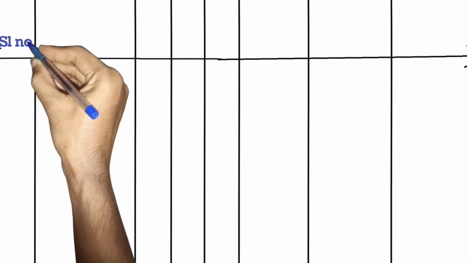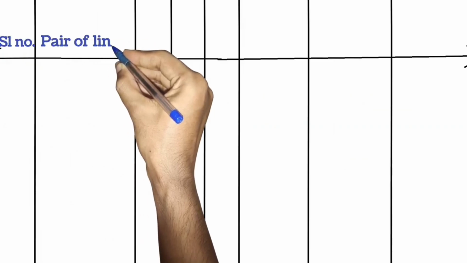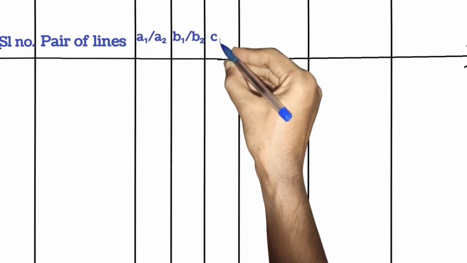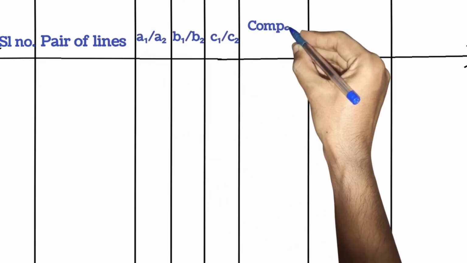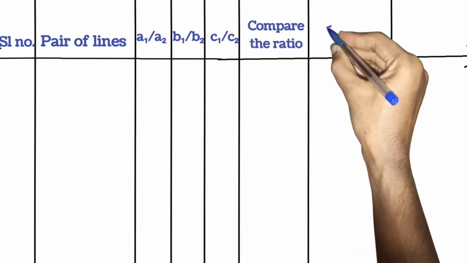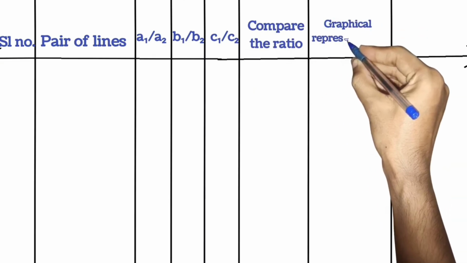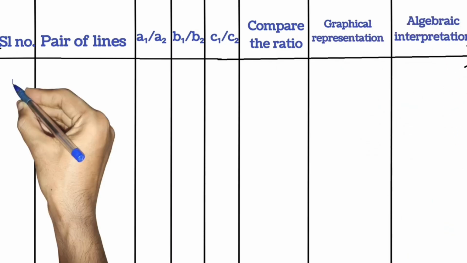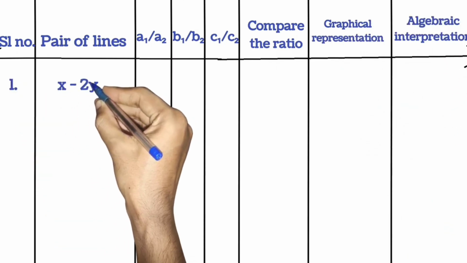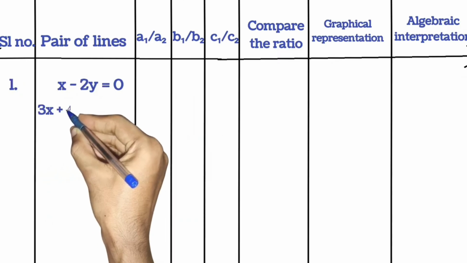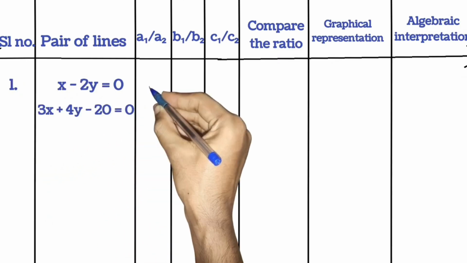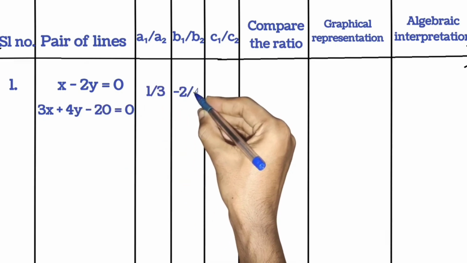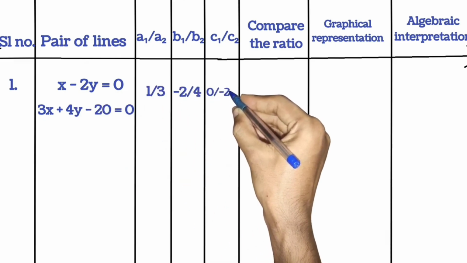Now make a table and write serial number, then pair of lines, then ratio of coefficient of x a1 by a2, ratio of coefficient of y b1 by b2 and ratio of constant term c1 by c2. Then compare all ratios. Then we see graphical representation, which will show the algebraic interpretation or type of solution which each pair contains. Now first pair of equations, x minus 2y equal to 0 and 3x plus 4y minus 20 equal to 0. Here a1 by a2 is 1 by 3, b1 by b2 is minus 2 by 4 and c1 by c2 is 0 by minus 20.